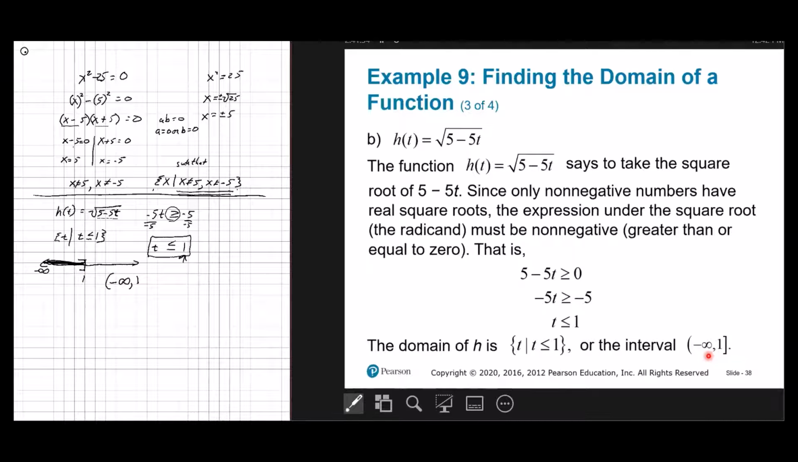Going to negative infinity, we never reach an infinity. Infinity is a journey, not a destination. But in this case, 1 is a destination, and can we reach that destination? Well, yes, we can, because it says it can equal 1. So that's why we use the bracket. If we did not have this equals portion of it, then it would have been a parenthesis there instead of a bracket.